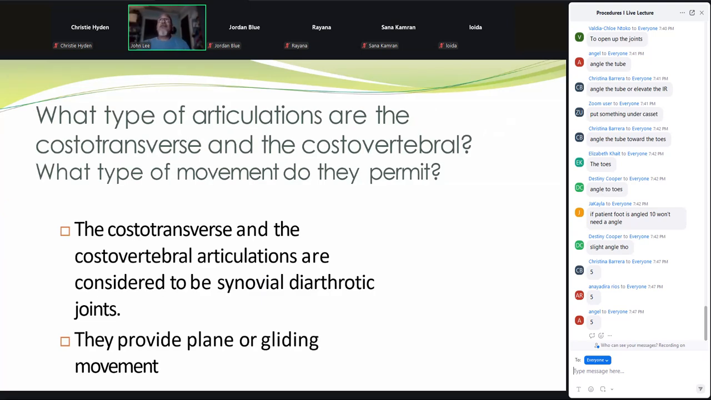Costotransverse and costovertebral joints are synovial diarthrotic joints, and they provide plane or gliding movement. So far, nothing different. It's the same as the other joints.